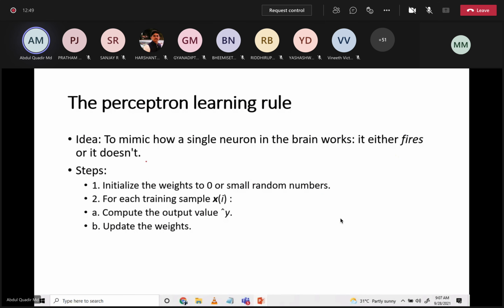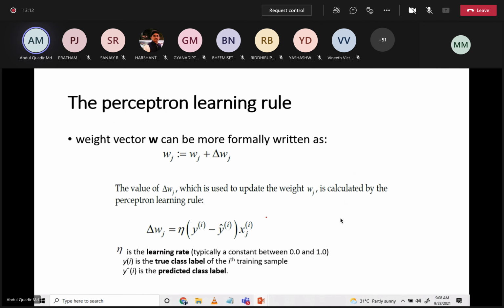Okay, so now students, the perceptron training rule. As I told you, I will explain the algorithm while explaining the problem, so then you'll be able to understand. First we initialize the weights. Then we take the training samples. Then we compute the output value. Then we update the weights if the target and the output do not match. The formula to update the weight, I will also teach with the help of the problem.